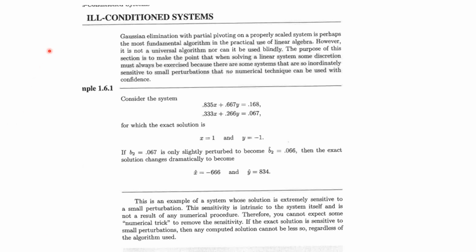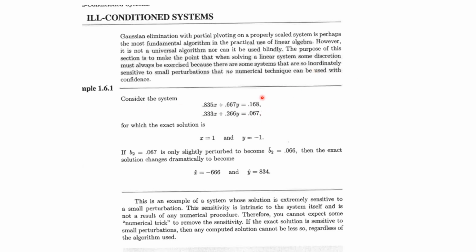We now turn our attention to what are called ill-conditioned systems, and these are even nastier. Gaussian elimination with partial pivoting on a properly scaled system is the most fundamental algorithm in practical use in linear algebra. However, it is not a universal algorithm, nor can it be used blindly. The purpose of this section is to make the point that when solving a linear system, some discretion must always be exercised, because there are some systems that are so inordinately sensitive to small perturbations that no numerical technique can be used with confidence. Let's look at an example.